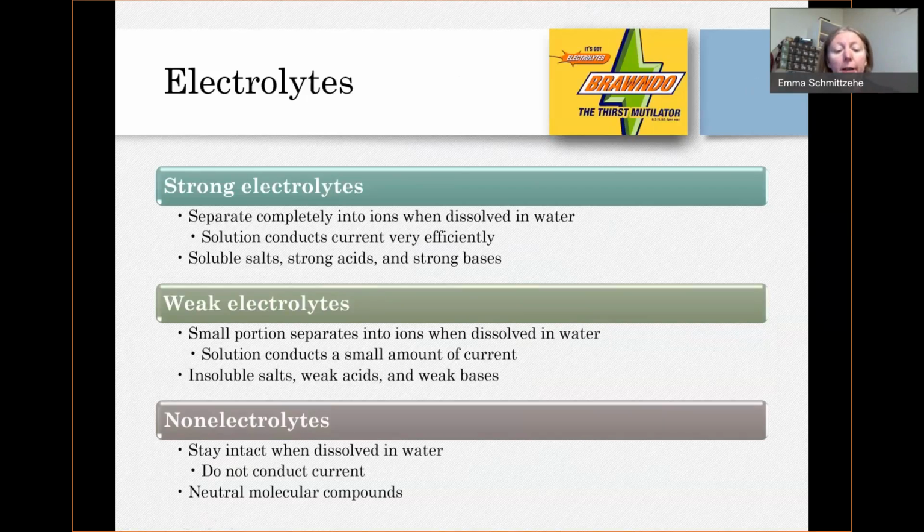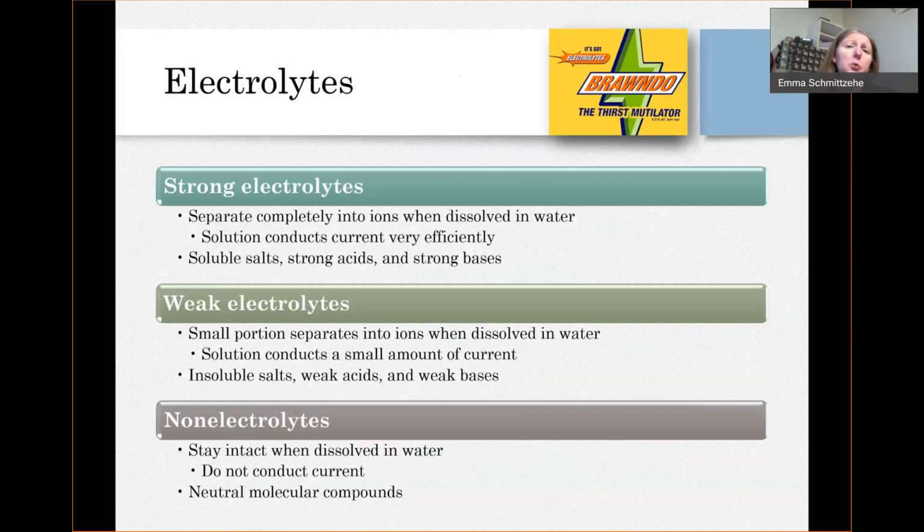And then we have our non-electrolytes. Those are the things that stay intact when dissolved. So they still get surrounded by the water molecules. Okay, so they still get dissolved, but they're not splitting into ions first. And so what you put in is what's still there exactly. It's just surrounded by the solvent particles. And since it doesn't split up into ions, there's no charge in that solution to help carry the electrons. And so it doesn't conduct electricity.